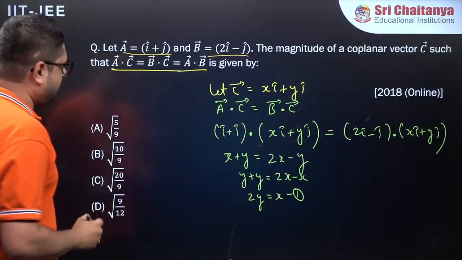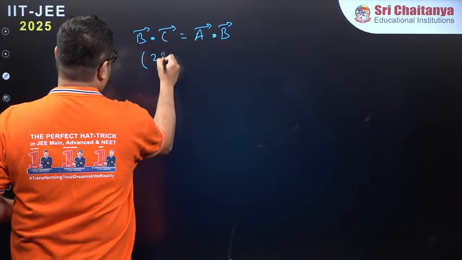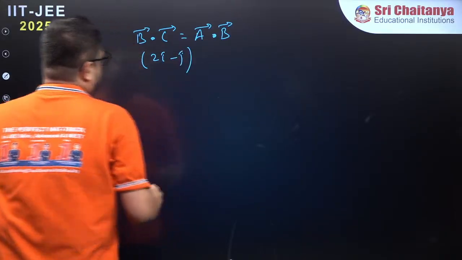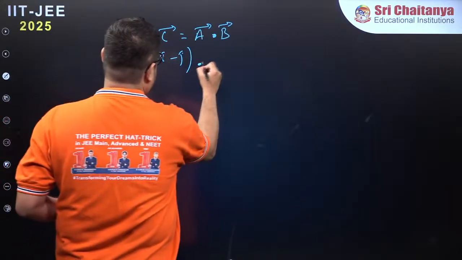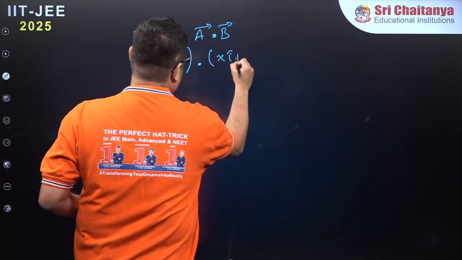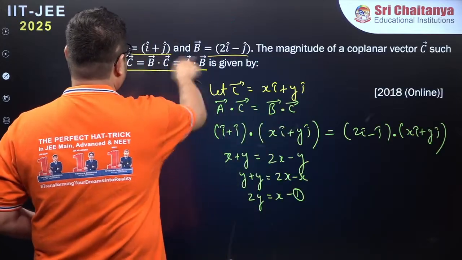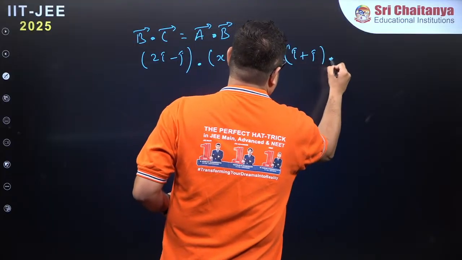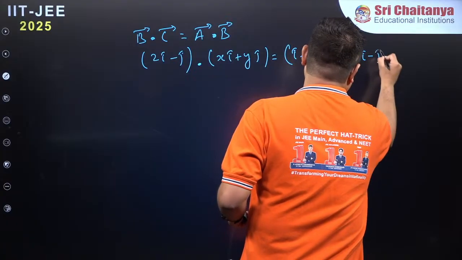So b dot c, b vector, once again we can choose it to be 2i cap minus j cap, and dot of the c vector over here, the c vector over here is xi cap plus yj cap, which we have chosen previously. That is equal to a dot b. A dot b means the dot product of these two, that is i cap plus j cap dot of whatever we have, that is 2i cap minus j cap over here.